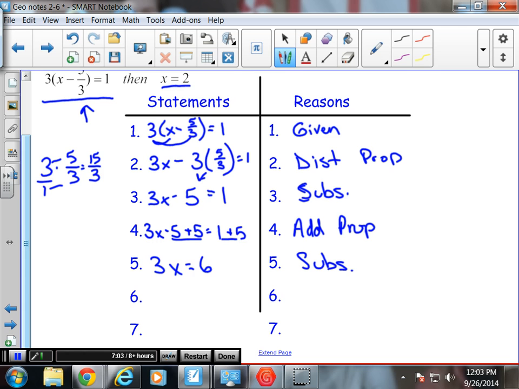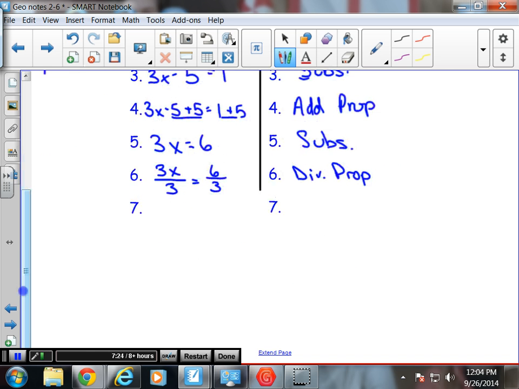Once we get there, we have to get the 3 out. So in order to get the 3 out, we use the division property. So we have 3x divided by 3 equals 6 divided by 3. That is the division property. And then our last step, once again, is going to be substitution. So we get, these cancel, these move with x. This is 2, and it is substitution.